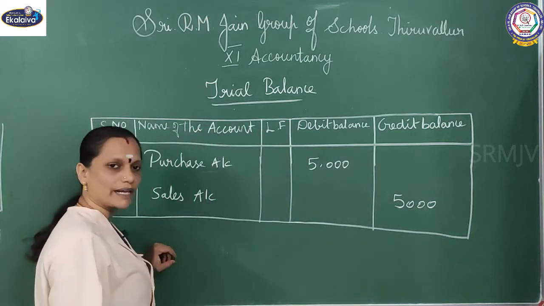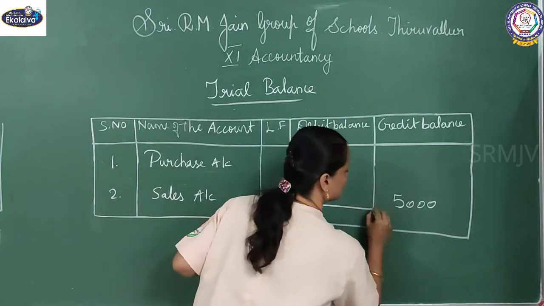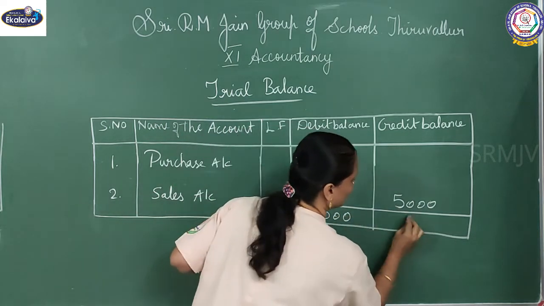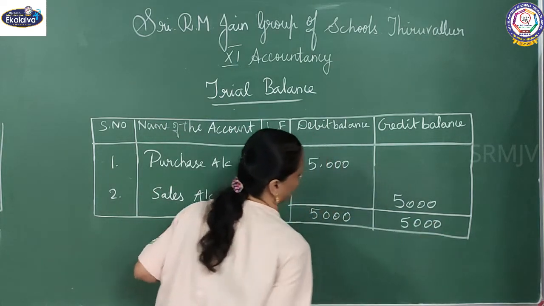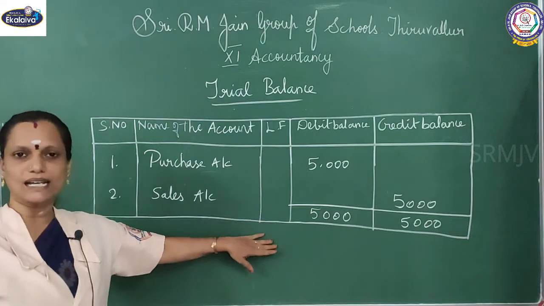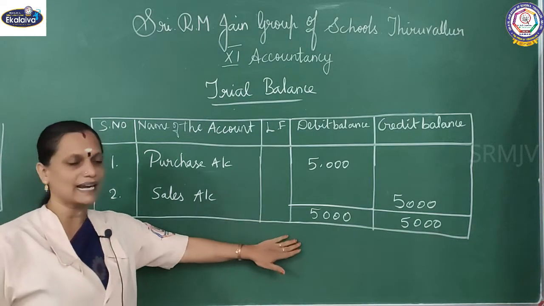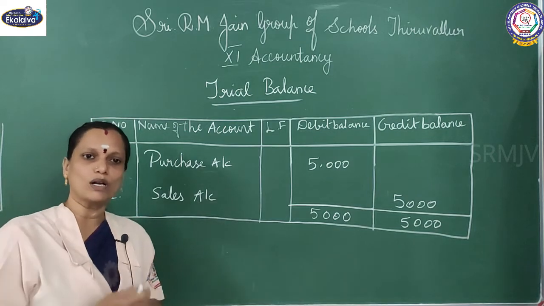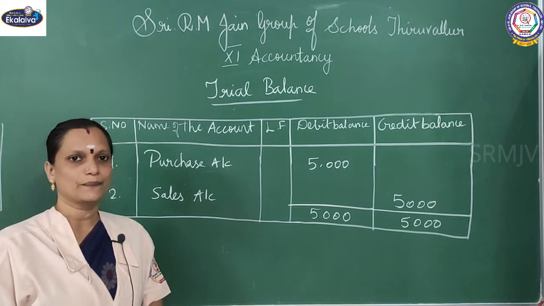5,000. Now I am going to total both the columns. So 5,000 I am getting, here also 5,000 I am getting. So both the sides are equal, isn't it? So if the entry is correct, you will get this answer. Okay, next we move on to the exercise problem children.